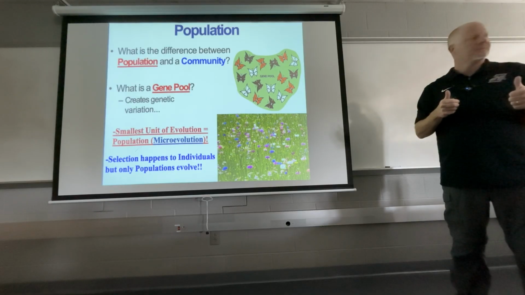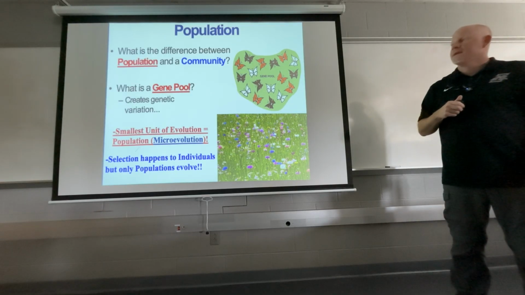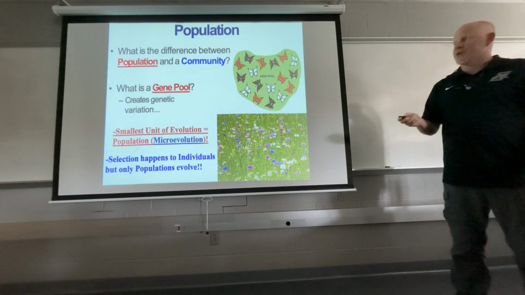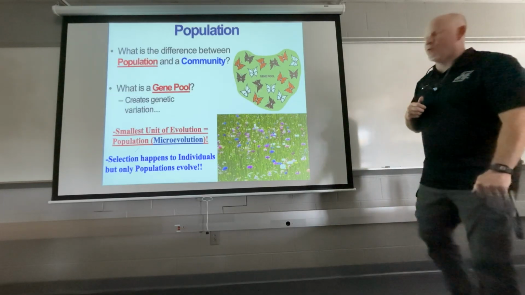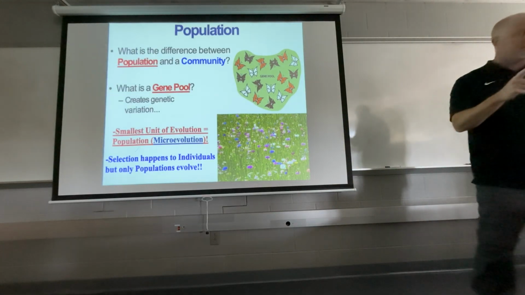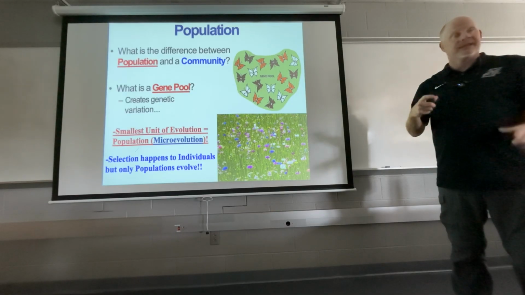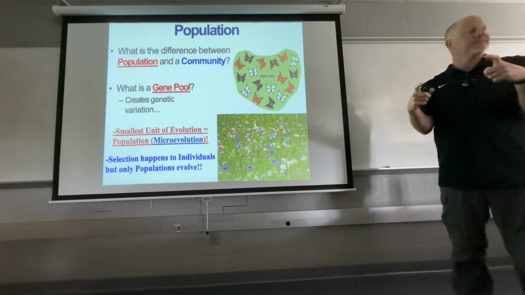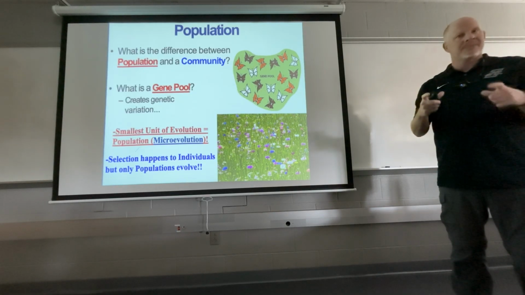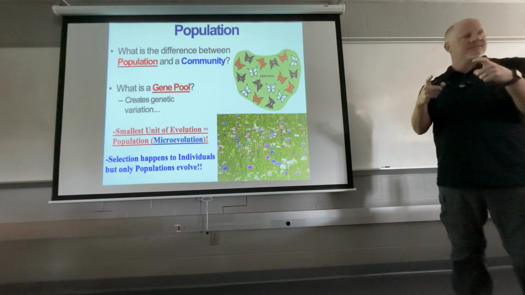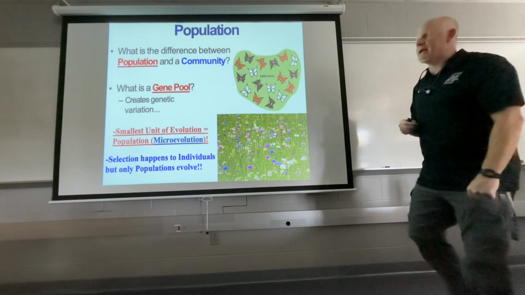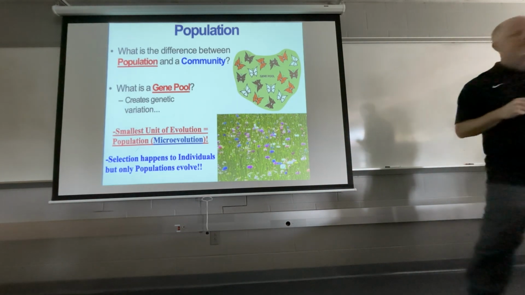Good? Okay. So what is a population? A population is a group of organisms of a single species, one species, that can interbreed and live in the same place. So that's what a population is. Individuals of a species, a bunch of them living together, and they can interbreed.